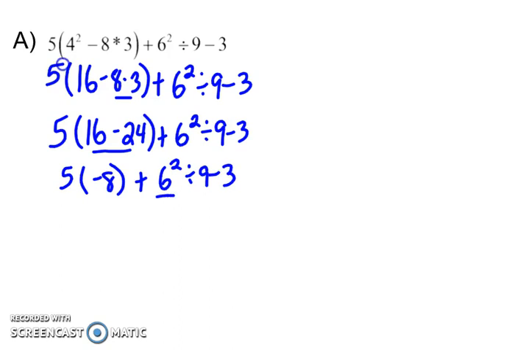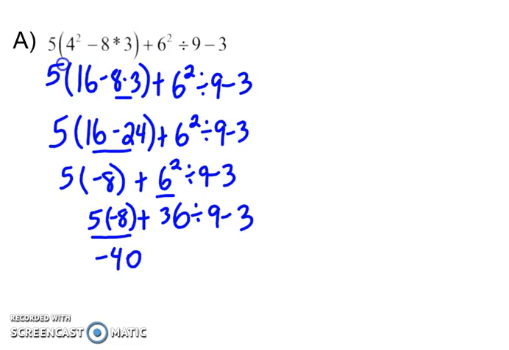Now I have an exponent here, so that's 36. Now I can work multiplication and division left to right. So this is the first that shows up, so that's -40.